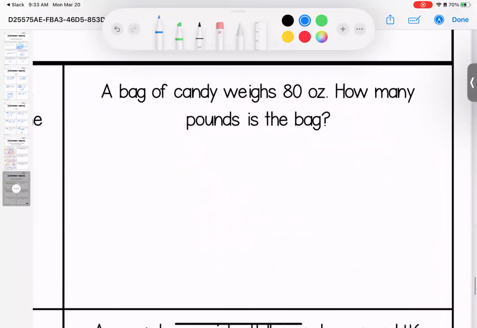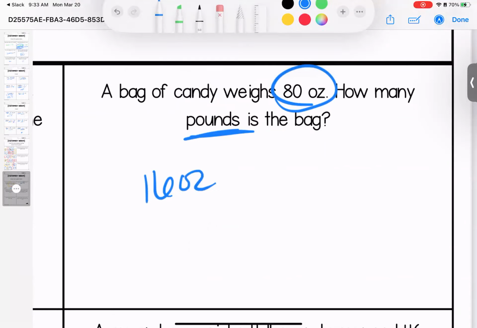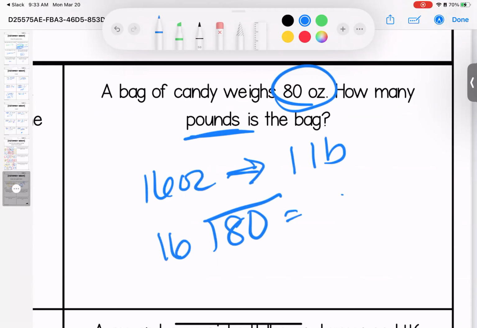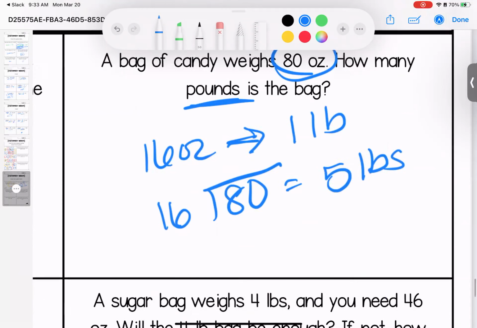Remember, what are they asking me to do? What numbers are they giving me to use? A bag of candy is 80 ounces. How many pounds? Well, there are 16 ounces in 1 pound. So I'm going to do 80 divided by 16, and I would get 5 pounds.